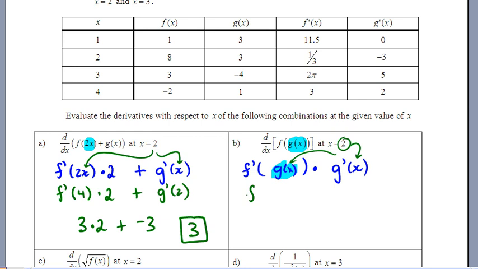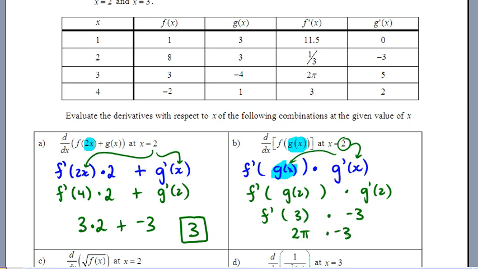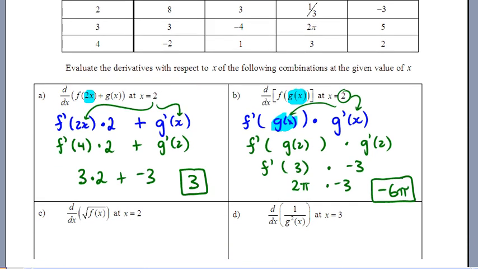Sure. So we'll have f prime of g of 2 times g prime of 2. Okay, well, g of 2, just looking on the table, g of 2 is a 3. So we have f prime of 3, and then g prime of 2 is a negative 3. F prime of 3 is 2 pi. I don't know why, but it's 2 pi times a negative 3. Okay, I'm done. Negative 6 pi. I couldn't use my graphing calculator to get it to take a derivative for me. I needed to know the chain rule to get that to work. Okay, just a couple more, 3 more.